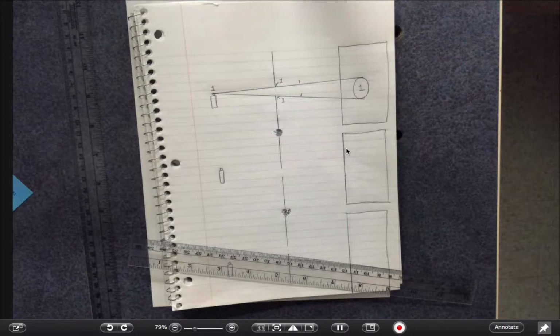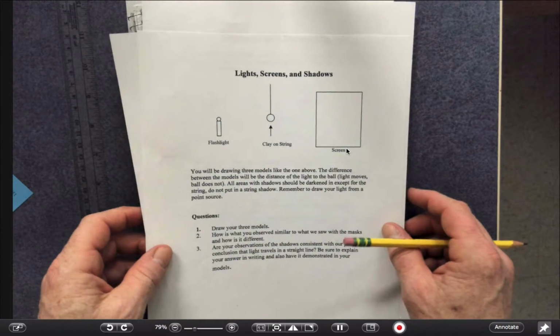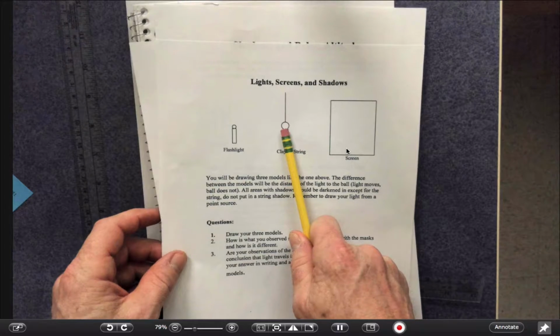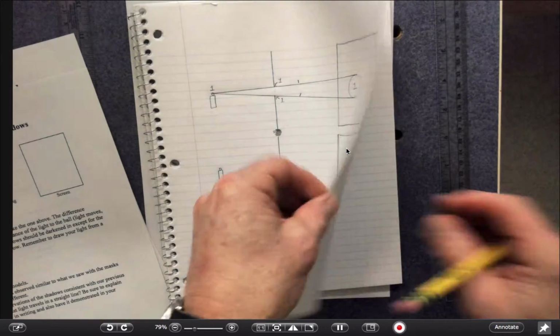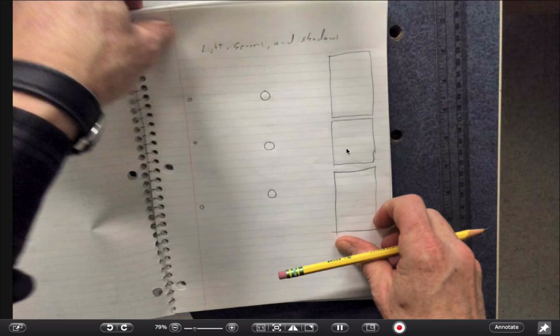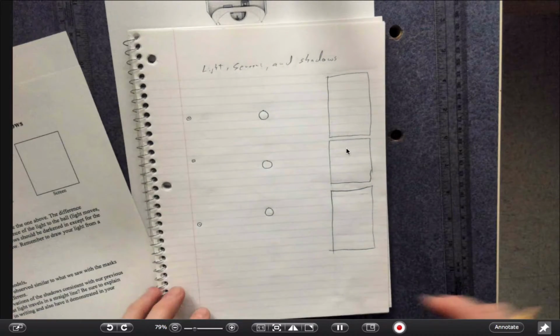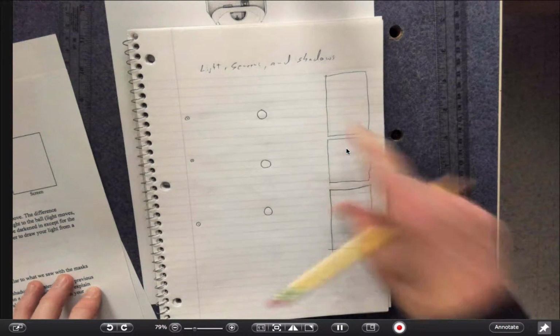The second activity we did was called Lights, Screens, and Shadows. And here we used the screen again and our flashlight, but instead of using a mask, we had a little ball of clay suspended that we put in between the flashlight and the screen. And once again, we drew some models, and we found that these models worked like a reverse version of the one that I just showed you. So now all of a sudden, we're not going to get a lit object here. We're going to get a shadowed object here.